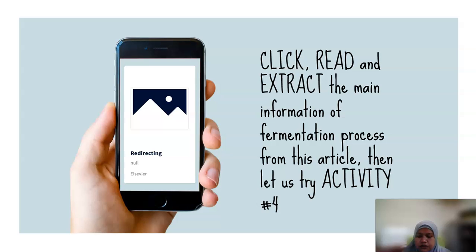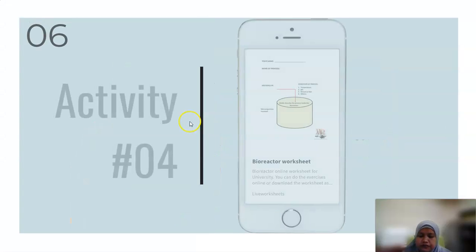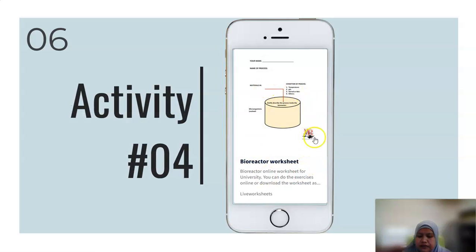Alright, for the last activity, I hope you can click here, read and extract the main information of the fermentation process from this article. Then let us try activity number 4 by answering this live worksheet. Just click here, put your name, extract the info on the materials in, what will be the condition of the system, and what will be the microorganism involved in this process.